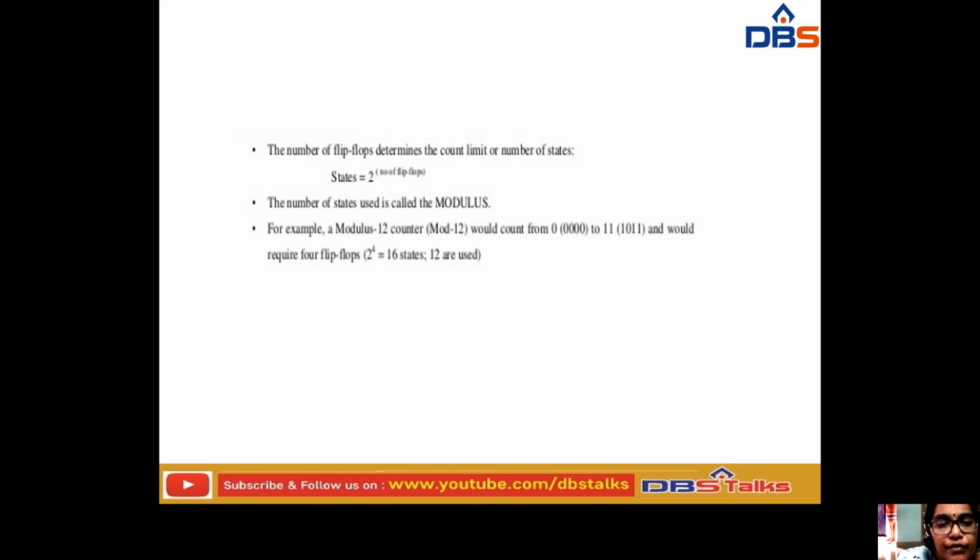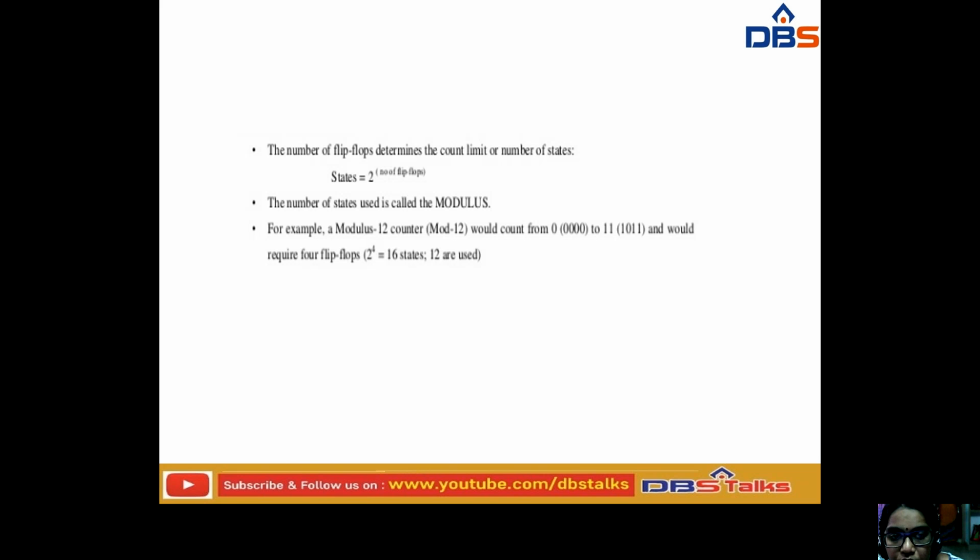the number of flip flops determines the count limit, that is the number of states. We can define the number of states by using a formula, 2 power number of flip flops. If you want to find out the number of states, then using this formula we can obtain it, that is 2 power number of flip flops. Suppose you use two flip flops in that circuit, the number of states is 2 power 2, that is 4. Here the number of states used is called the modulus.